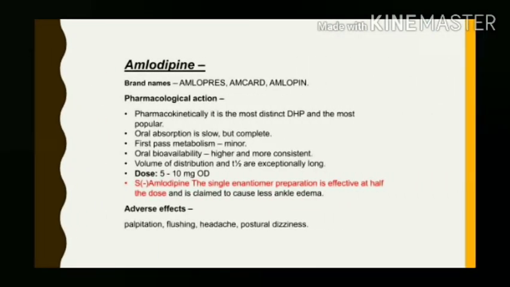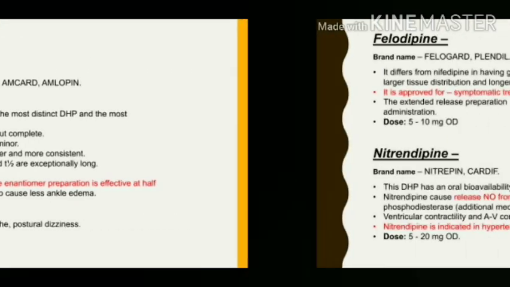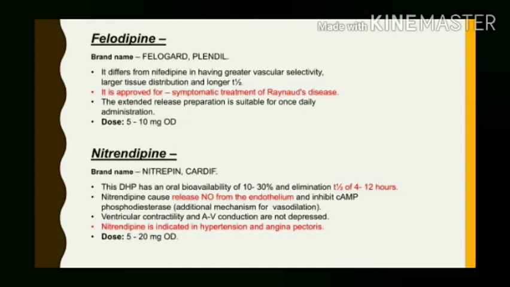Now amlodipine, as you are seeing on the screen, is a drug which is widely used in the market for the treatment of tachycardia and also for hypertension. The thing with amlodipine is that its S isomer is active, so it can be given in only a half dose. Now we are going to the drugs which are minorly used as calcium channel blockers in the treatment of hypertension and tachycardia, like felodipine and nitrendipine. The first is felodipine, which is approved for the treatment of Raynaud's disease, and another one is nitrendipine, which is widely used in the treatment of angina pectoris as well as in hypertension.